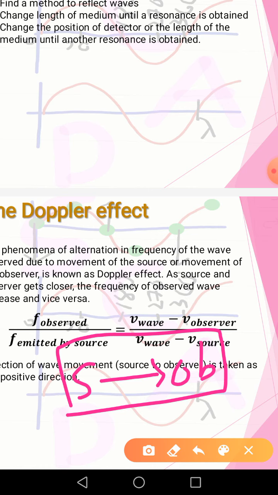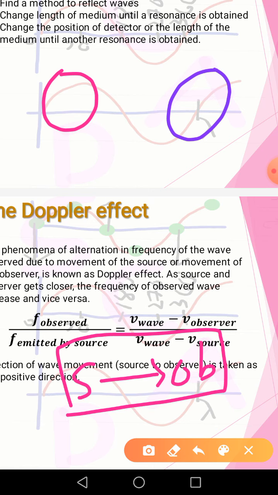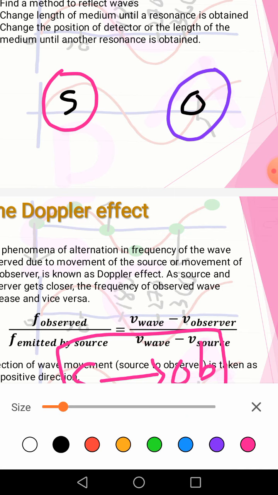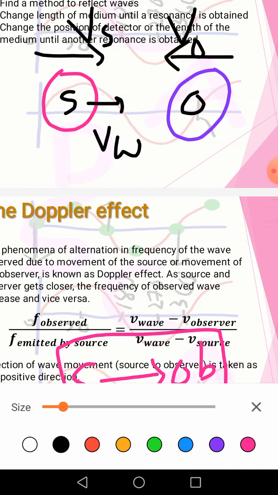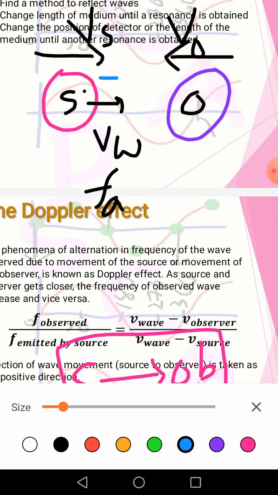All other directions are negative. So, for example, this is the source and this is the observer. The source is moving towards you with velocity vs, and the observer, you, are also moving towards the source with velocity vo, or v naught. The velocity of the wave is vw, and the actual frequency emitted from the source is f naught, or let me call it fa, where a means actual. The positive direction will be from the source to the observer.